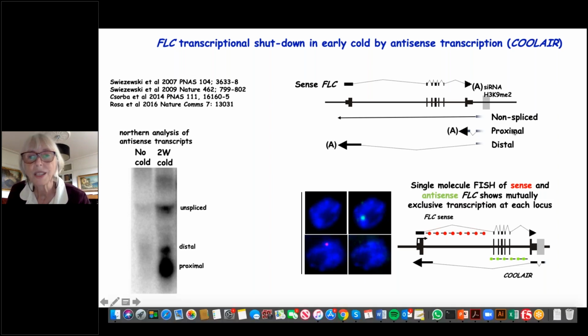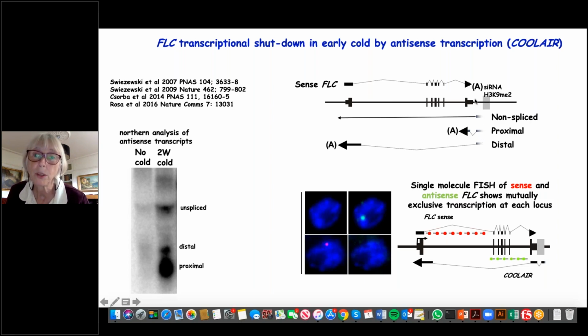They are shown schematically on the top right here. If this is the FLC locus, here are the exons in the boxes. This is the sense transcript with the various exons. We found that in the cold, quite quickly, a set of antisense transcripts are expressed.